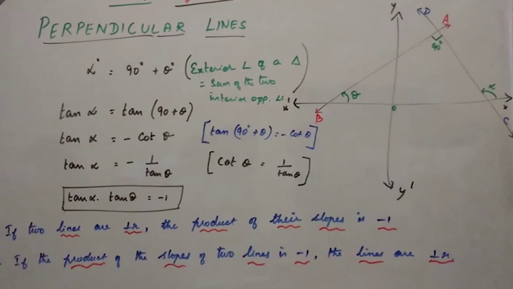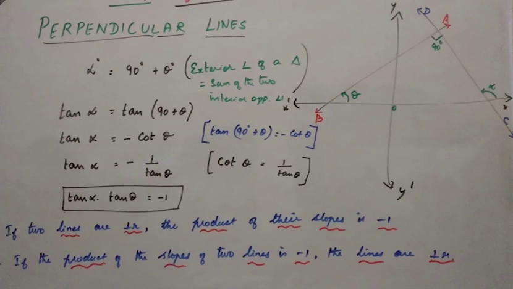AB and CD are two mutually perpendicular lines and their inclinations be theta and alpha. As we know, exterior angle of a triangle is equal to sum of its two interior opposite angles. Therefore, alpha is equal to 90 plus theta.